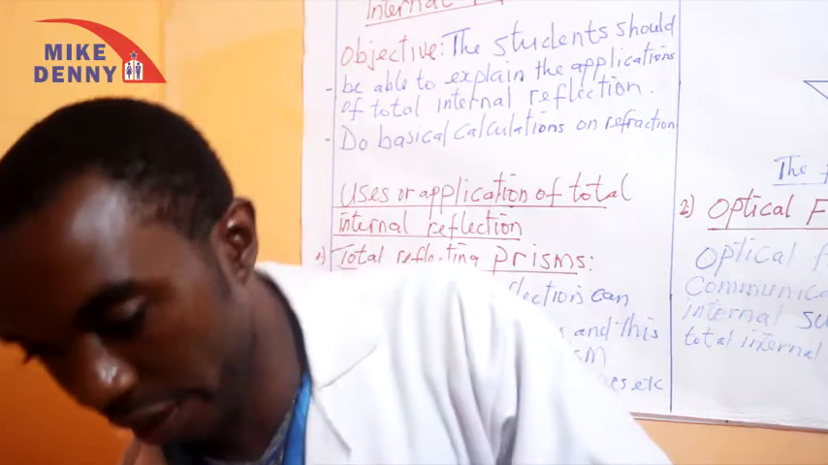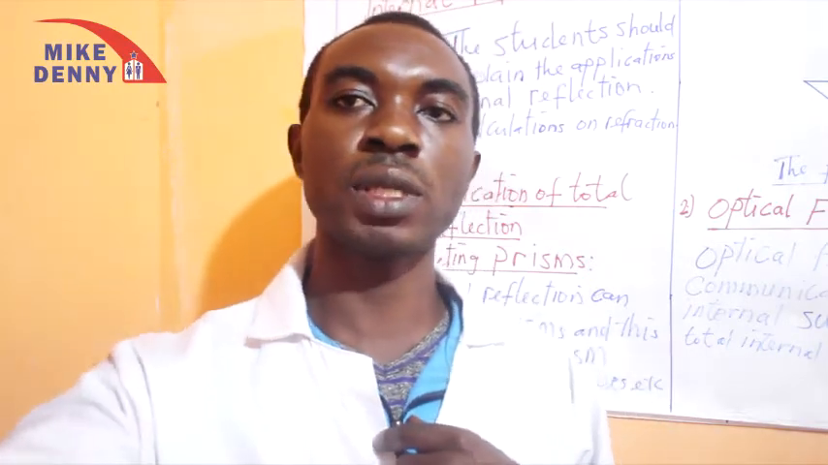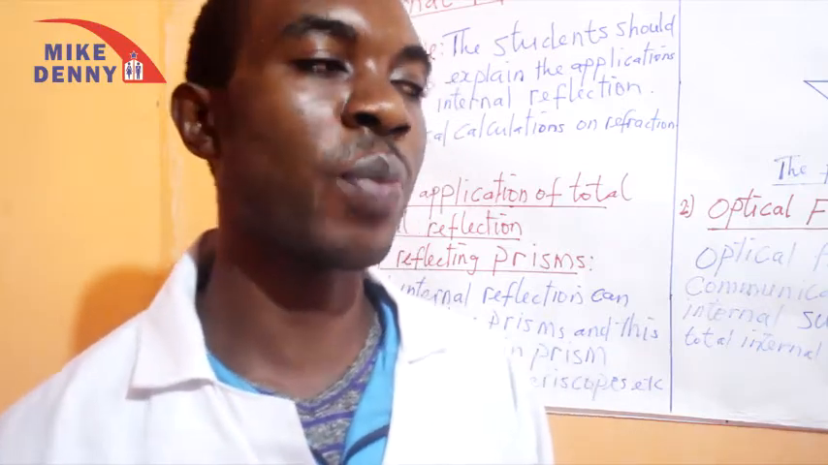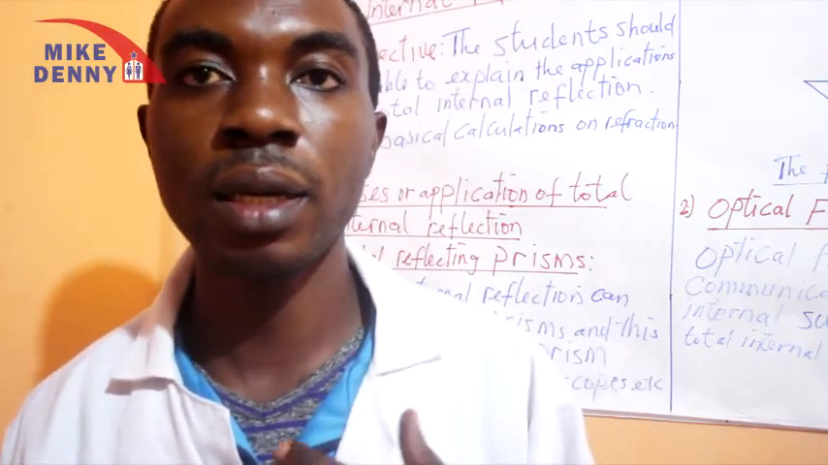You don't need to bend. You just need a periscope. You place one end on the floor and you stand and look. It's going to give you all the information of what is happening inside the house. That instrument is known as a periscope, and it works based on the principle of total internal reflection.